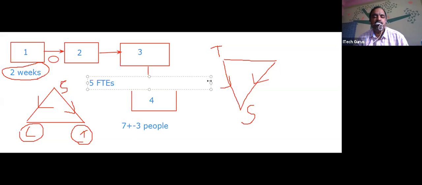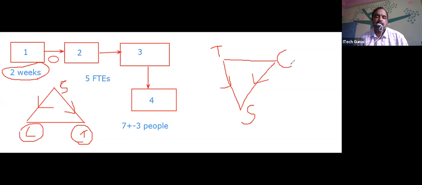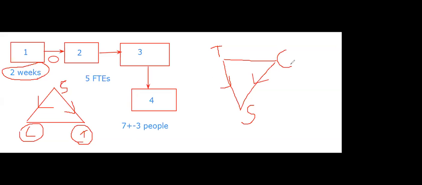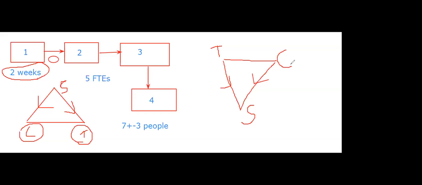The moment I know 5 full-time employees throughout the iteration, then which one is also fixed? Manpower is fixed. Thereby, cost is also fixed, right? So if somebody asks me, hey Mouli, what is the cost of a single iteration? I know that there are 5 FTEs, 5 people. I know what is the cost of the 5 people. I know what is the duration, 2 weeks. So I can clearly say what is the timeline, what is the cost. All of you, is that clear?